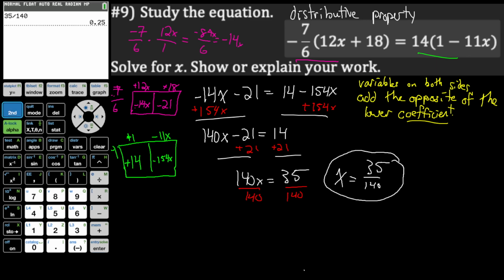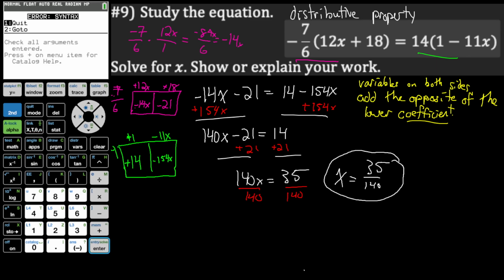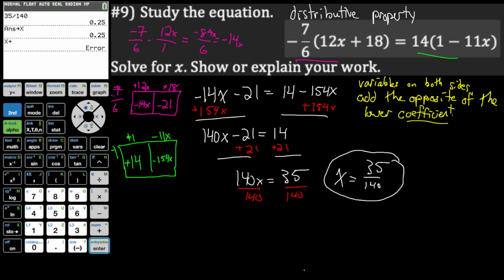So I hit second negative. It pulls down that previous answer. I'm going to hit that STO button. I'm going to store it into my variable x. Hit enter. And so now whenever I hit x, I have 0.25. Gotta be careful. Sorry, anytime I hit x and hit enter, there you go, it's 0.25, because that has my variable that's stored in there.